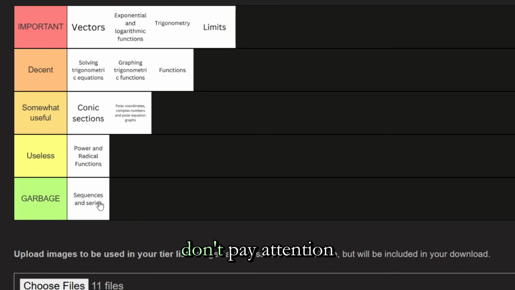So I'm not saying don't pay attention and don't care about the unit, but I would just say it really doesn't serve a purpose in the future. Unless you go into, I don't know, linear algebra or something, maybe then you'd have to know it. I feel like it's semi-important, but it's so repetitive and it's so redundant that it just drops it all the way down to garbage tier.